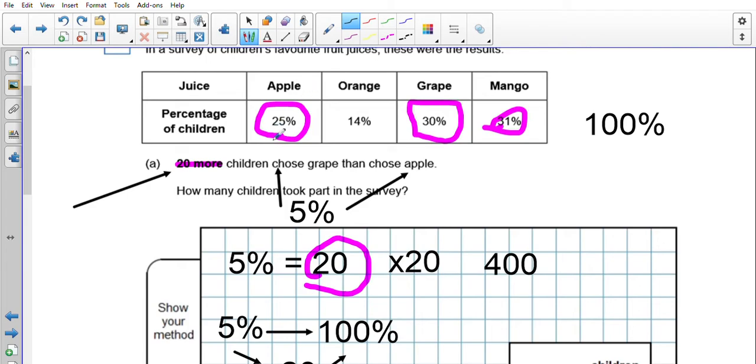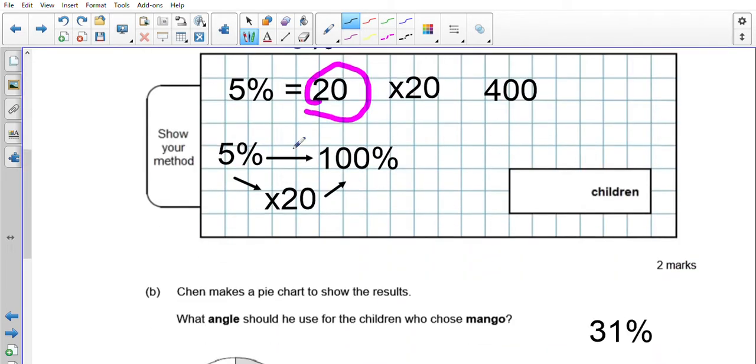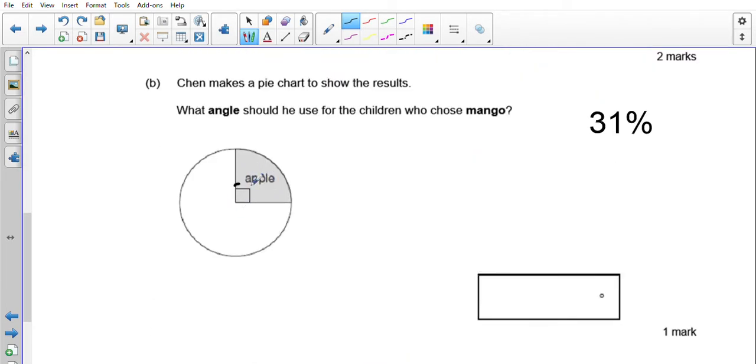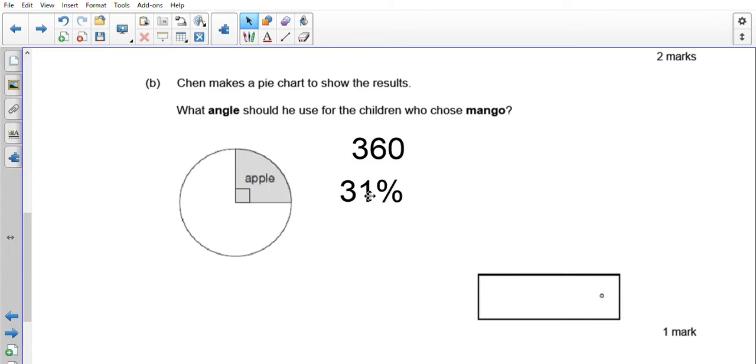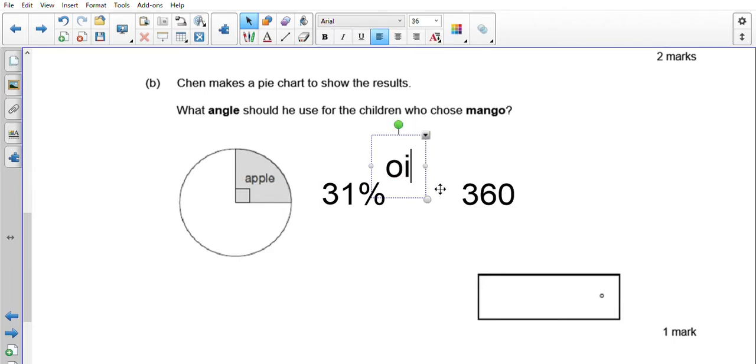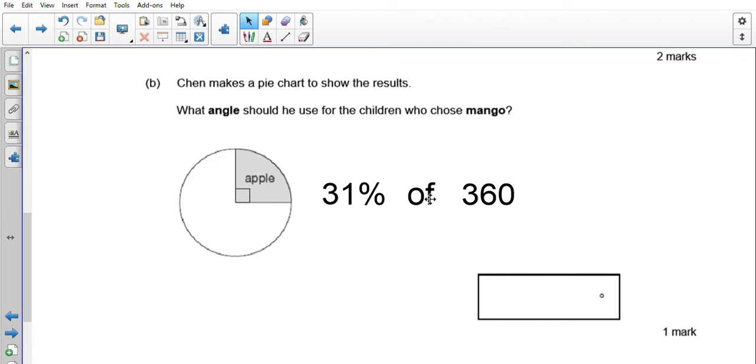Interestingly, we've got apple already on here. Now, apple here, look, was 25%. That was a quarter of the circle here, which is also 90 degrees. Okay, that should give you some clues. It's not going to really help you answer it, but it should give you some clues. What I need to know here is a full circle is 360 degrees, so a quarter of that is 90, which is why I have my apple down here. So what I actually need to do now is find 31% of 360. And that will tell me how many degrees I should use.